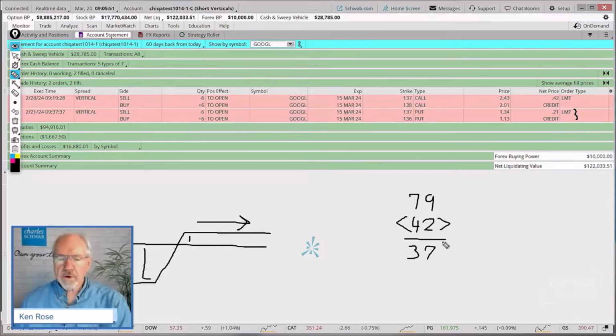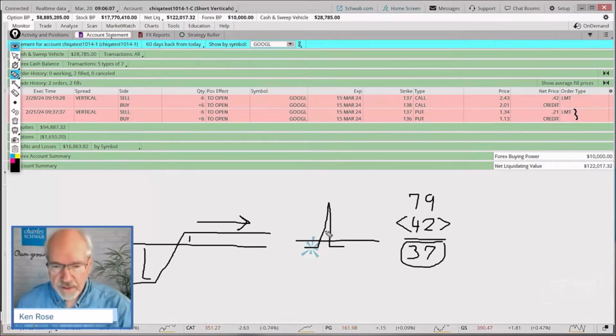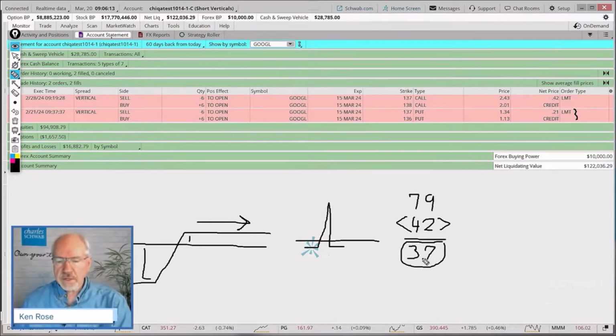When we made our conversion here, we decreased our amount of risk, but we also severely limited our area of profitability. After this is done, our risk-reward graph looks something more like this. We now have a higher level of reward because we've got these two credits, and our risk decreases, like this 37 right here. But now we have to close very, very close to our short strike price, sitting here at 137.